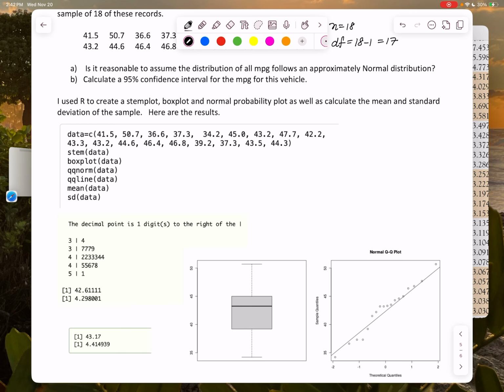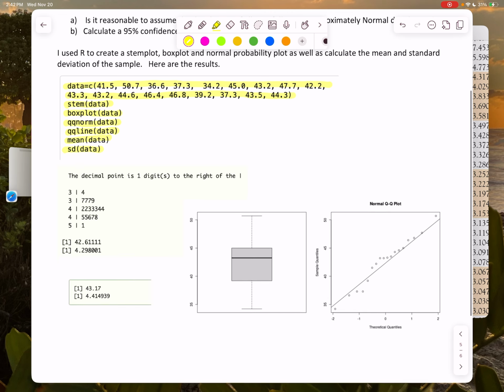So I went ahead and used R. I created a data set in R, there it is. And this time I decided to do a stem plot rather than a histogram, just for the heck of it. So I did a stem plot, a box plot, a QQ norm. I threw the QQ line in, and then I said, let's find the mean and the standard deviation, and this was what it printed out.